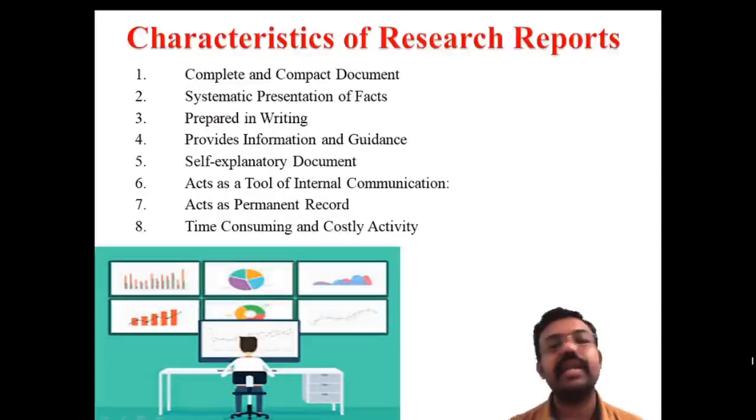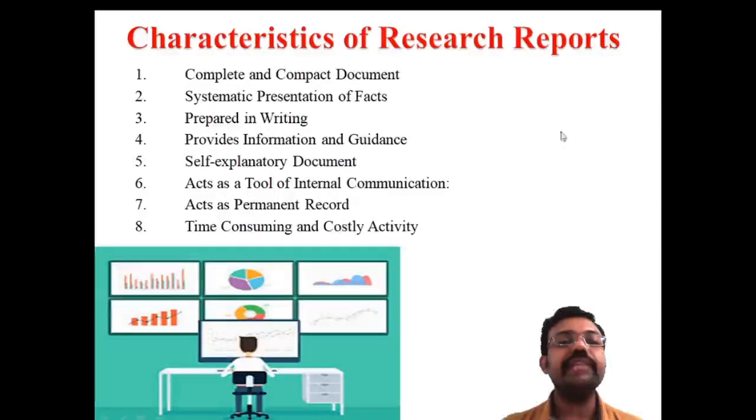That is another important characteristic. Suppose you're preparing the research report, it must be in writing format. That is a written report. The written report is always essential for communicating the idea. So it's prepared in writing form.